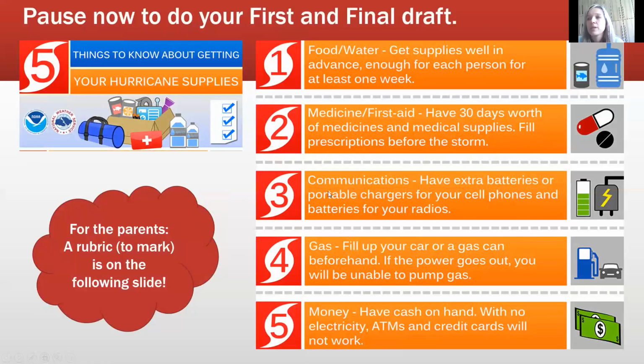Then number 3, communications. Have extra batteries or portable chargers for your cell phones and batteries for your radios. Paragraph 4, gas. Fill up your car or a gas can beforehand. If the power goes out, you will be unable to pump gas. And then number 5, money. Have cash on hand. With no electricity, ATMs and credit cards will not work.